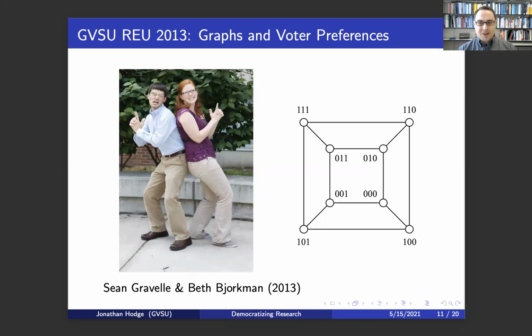My students Beth and Sean from the 2013 REU, I don't know how they'd feel about me using this particular picture of them, but it's one that I like. They looked at using graph theory to study this character admissibility problem. And the idea was that if we construct certain types of graphs and label the vertices with the outcomes of an election, so in this case, this graph has one vertex for each outcome in a 3-question election, where 1 represents a yes and 0 represents a no.